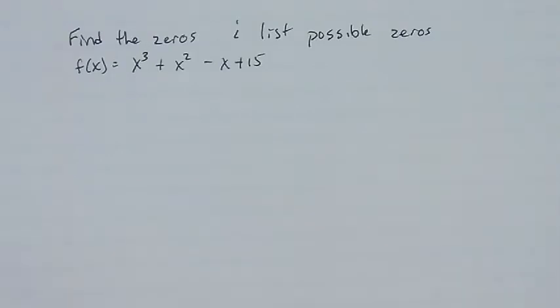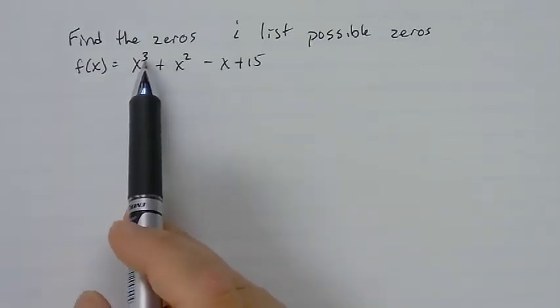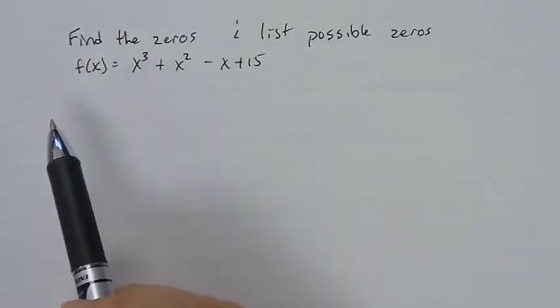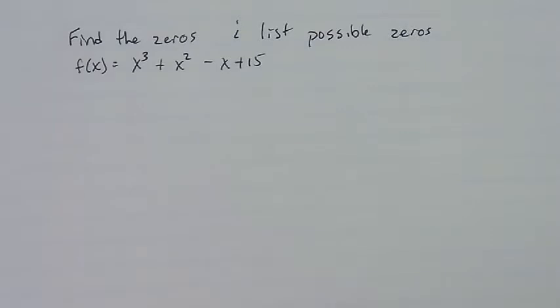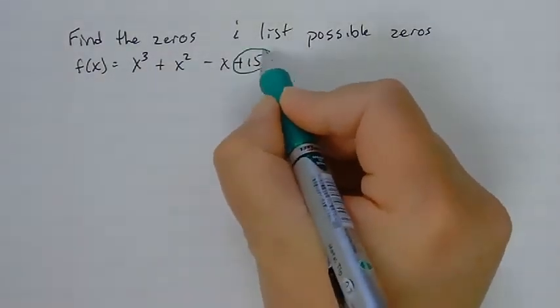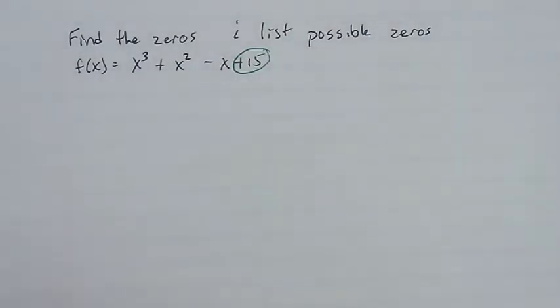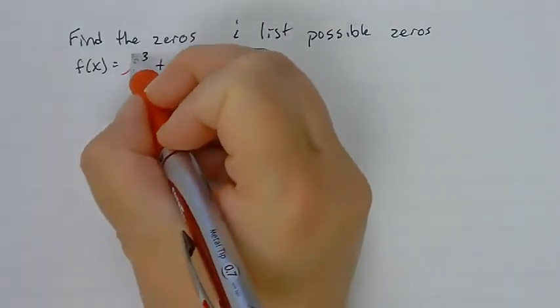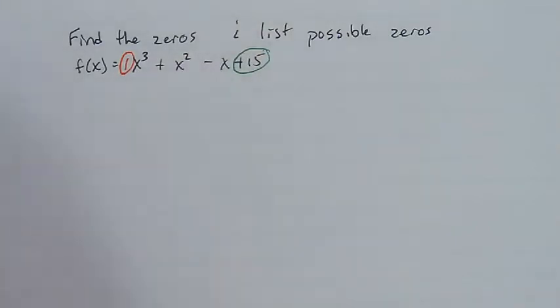We can make a list of possible zeros of this function and actually find the zeros. What I notice is this is an x to the third power function, so we should come up with 3 zeros. They can either be real zeros or they can be imaginary zeros, but we're going to have 3 of them. So to make my list of possible zeros, I'm going to do the factors of my constant term divided by the factors of my leading coefficient, and there's a 1 there.